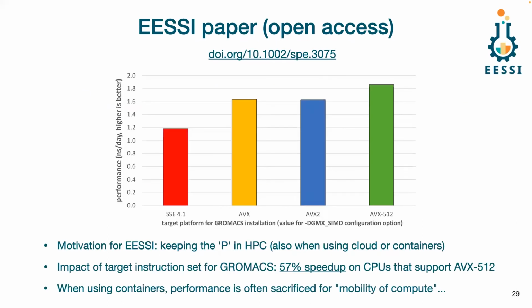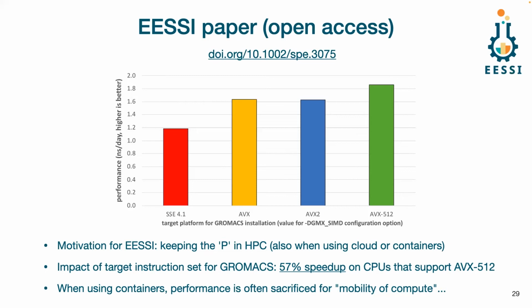One thing in the paper, this is part of the motivation. This shows why it's very important to optimize the software that you use for the CPUs on which it will be run. In this case, we're looking at GROMACS, and we see a speed up of 57%. That's quite a bit by properly optimizing GROMACS for CPUs that have AVX512 support. If you're not doing this and you're using a generic binary that basically runs anywhere, you can see you're getting a big decline in simulation speed.